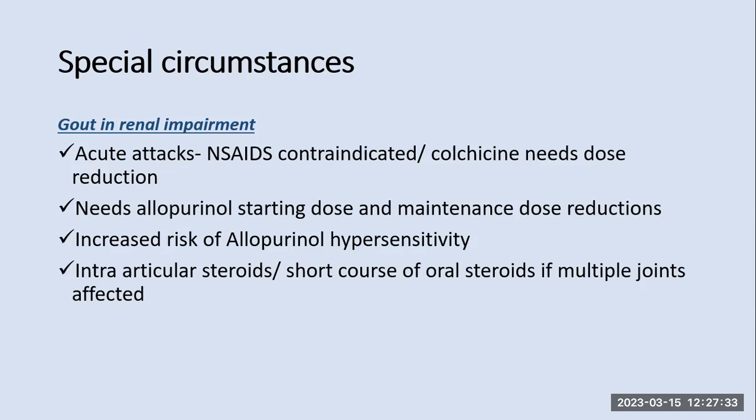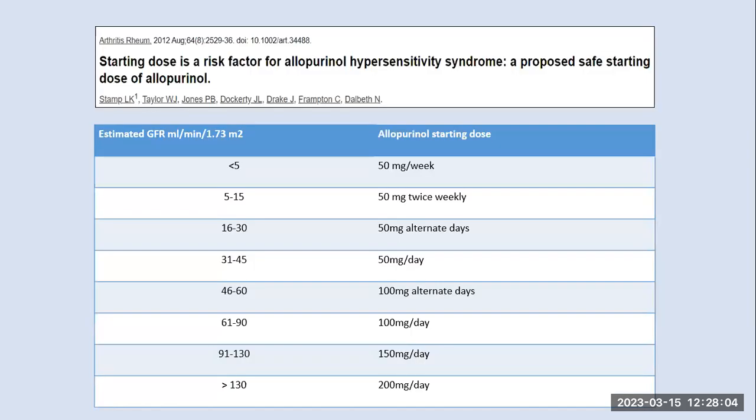In acute attacks, in renal impairment, NSAIDs are contraindicated. Even if you use colchicine, you may need a dose reduction. If you start on allopurinol, it should be started at a lower dose and the maintenance dose should be reduced, because it increases the risk of allopurinol hypersensitivity syndrome. Wherever possible, use intra-articular steroids, or short courses of steroids if multiple joints are affected.